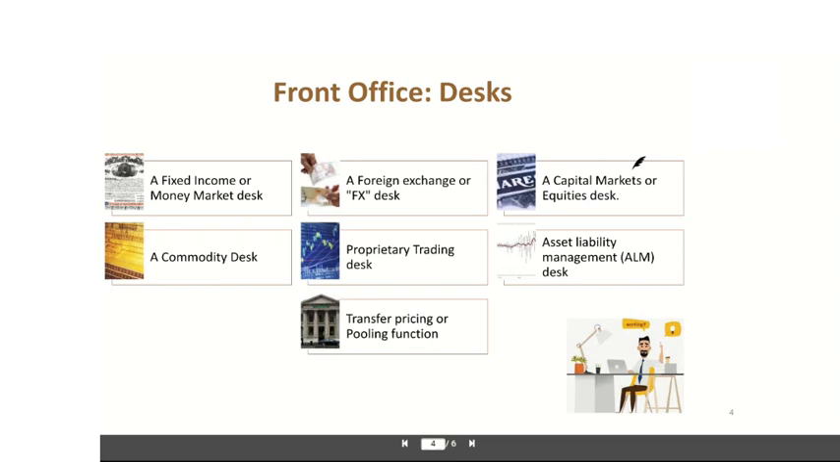Then we move on to the capital markets. Now, please understand the difference between money market and capital market. Any instrument which is maturing in less than 1 year will fall under the money market. But if the maturity of the instrument is more than 1 year, it will fall under the capital market desk. The next desk is the commodity desk.